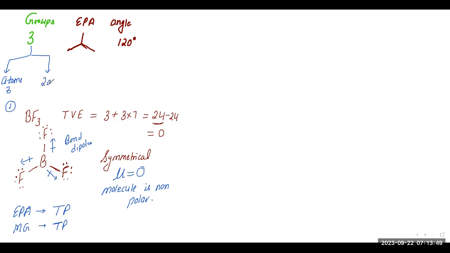2 atoms and 1 lone pair. Then things are different. These things will remain the same. There will be no change in this. But molecular geometry will be changing when you have 2 atoms and 1 lone pair. Ready for example? SO2. Central atom, sulfur.